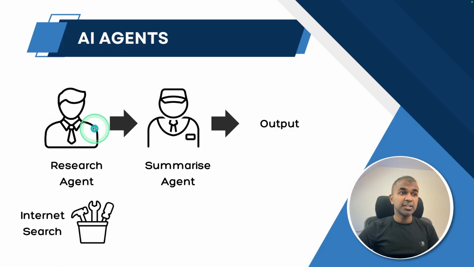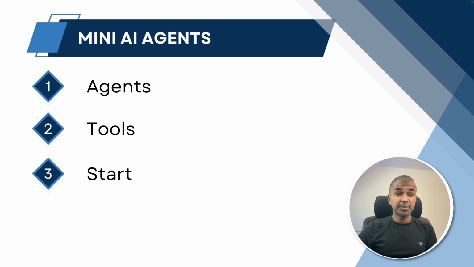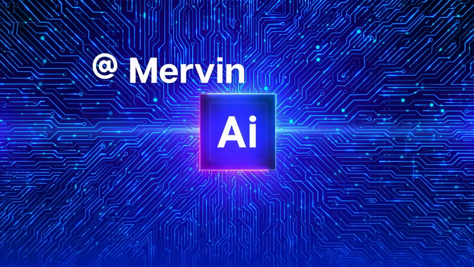First, create a research agent with an internet search tool, then a summarize agent, going to summarize the research done by the research agent, and finally give us the output. I'm going to take you through step by step on how to create agents, tools, and start in just 5 lines of code. Let's get started.